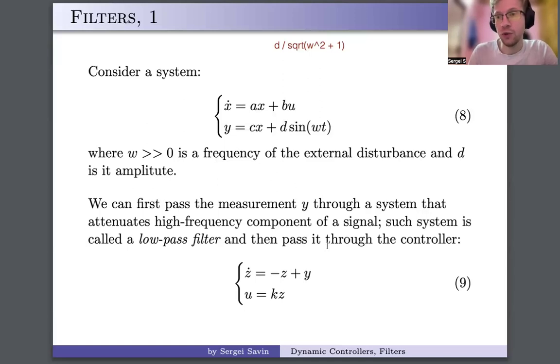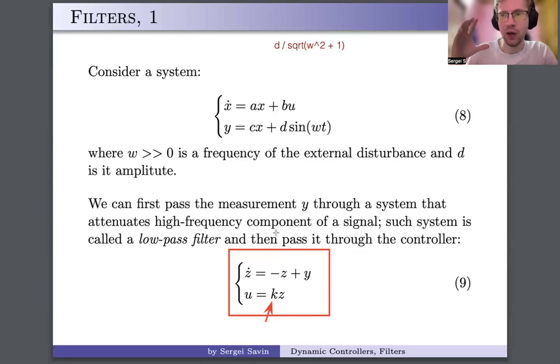But of course, we can do it also on a computer. So you can see what we have here is yet another dynamic controller. This time it has nothing to do with stability, this whole thing. Stability will be designed specifically by choice of K. But the filter, this ability to attenuate frequencies, would be dependent on what we put in front of Z, basically the eigenvalue of the system.